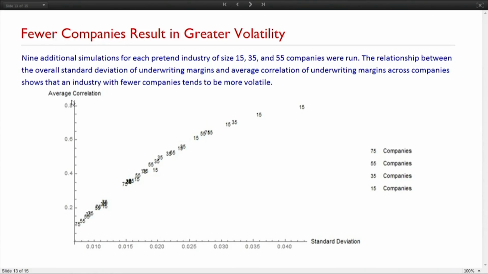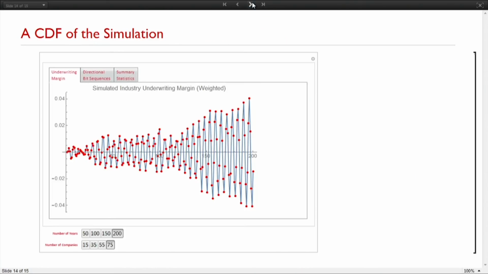A company with an industry with a fewer number of companies is less competitive. If you have a couple of companies start moving one way, then everybody sort of follows them in terms of price. So here's a CDF of the simulation. 75. It's going to change as soon as it runs through, but it takes a while.